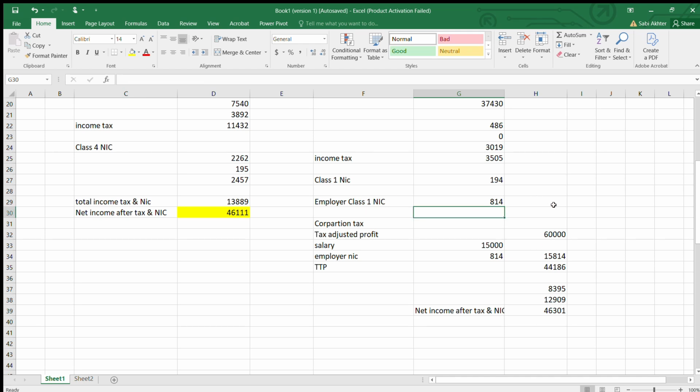We don't want employer's class 1 NIC and the corporation tax because they are the company's part. Company will deal with them, not Aragon. Aragon is not going to pay those taxes. But the total cost is this. Okay, just in case you have to compare. If you see it's 13,889 under sole trader, under company the cost is less, 12,909. And if you compare the net income for Aragon versus if he operates as a sole trader, so which is better? You see here it is 46,111, here it is 46,301. Even though the difference is not so much, he's better off if he's operating as a limited company.